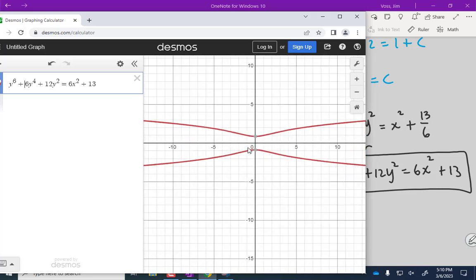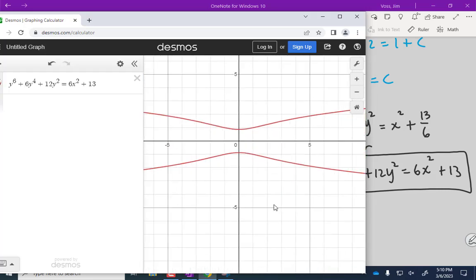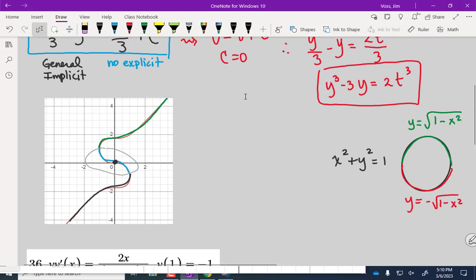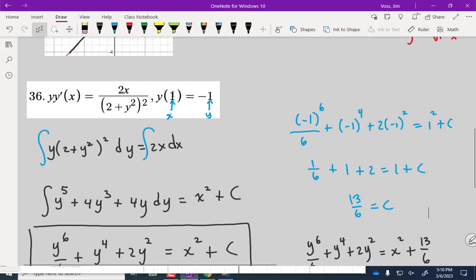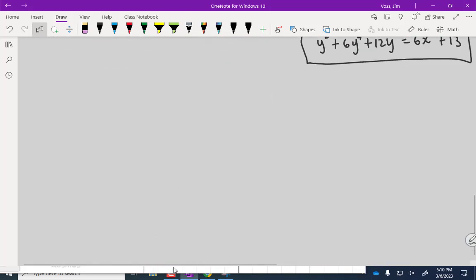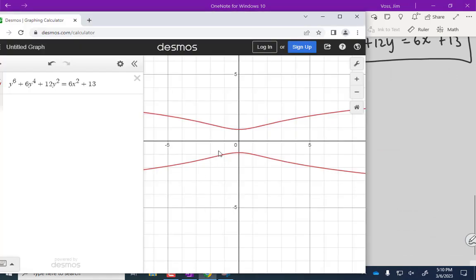All right, so now are we on the top or the bottom? Let's look at our initial value. Our initial value said 1, -1. So x is 1, y is -1. So 1, -1 is that point right there. So the curve that we are looking for is that one right there.